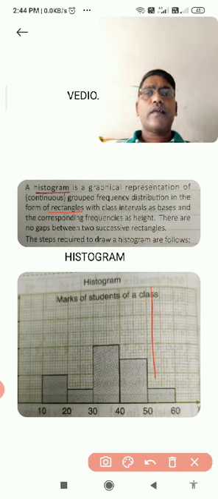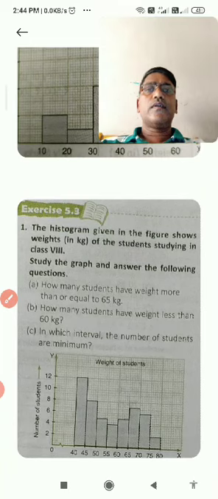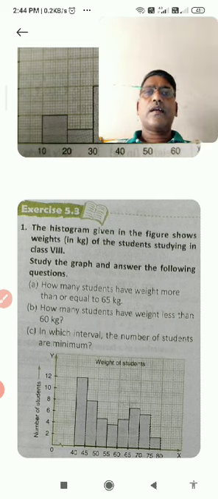Here I want to show this. For example, you are going to exercise 5.3. In this question, the graph and the questions are both given to you, and you give the answers to the respective questions by observing the graph. See the graph here, it is clearly a histogram. You observe that on the y-axis is the number of students. On the x-axis the class intervals are given: 40 to 45, 45 to 50, 50 to 55, 55 to 60, 60 to 65, 65 to 70, 70 to 75, 75 to 80.